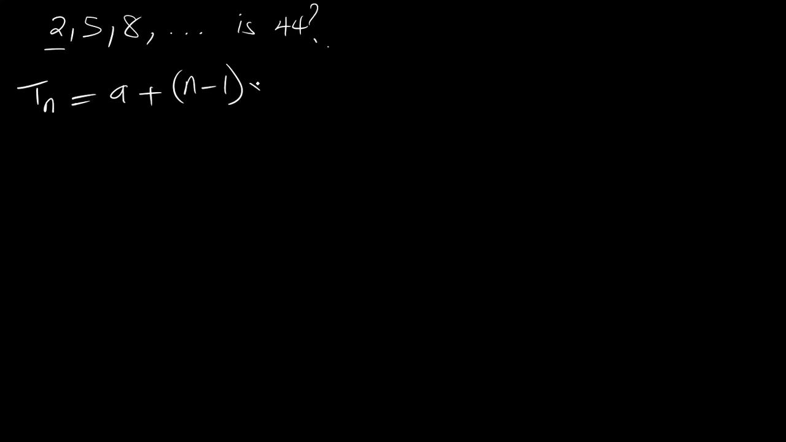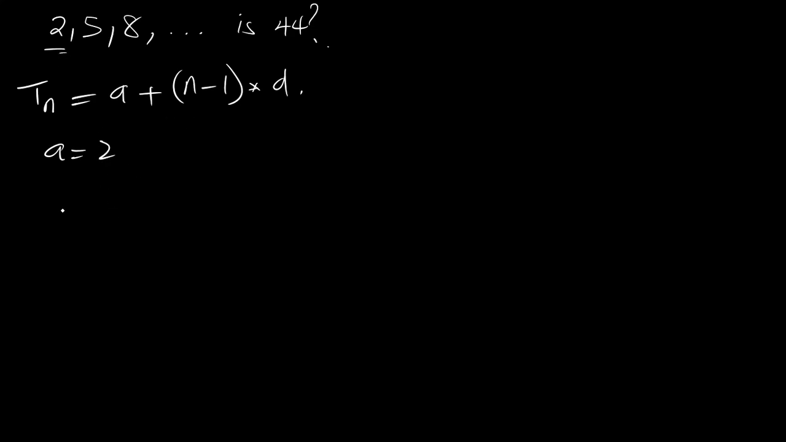We have 2, 5, 8. Now they ask which term is 44. So now we have the first term. Let's apply the formula for arithmetic progression. The nth term of an arithmetic progression is a plus (n minus 1) times d. Now what is our a? The first term a is equal to 2.